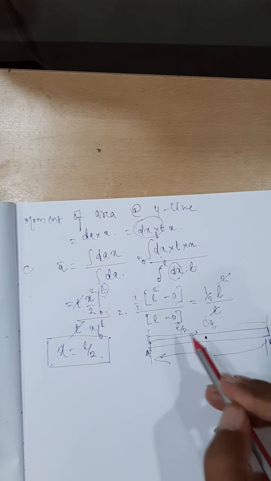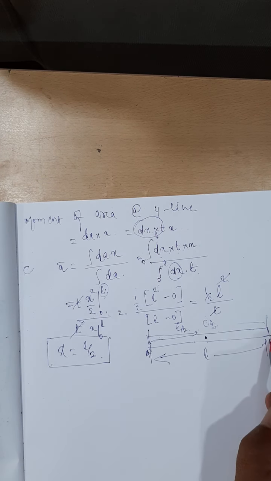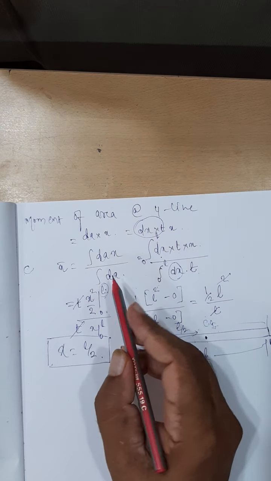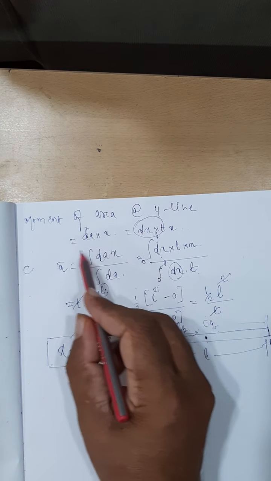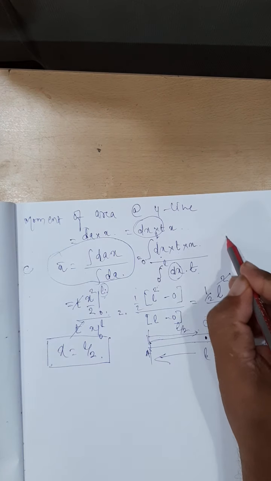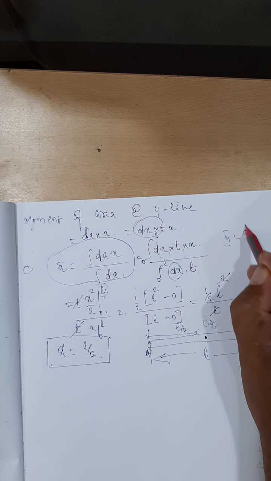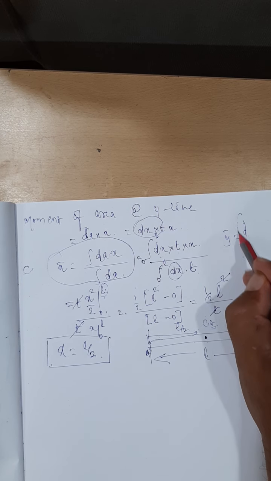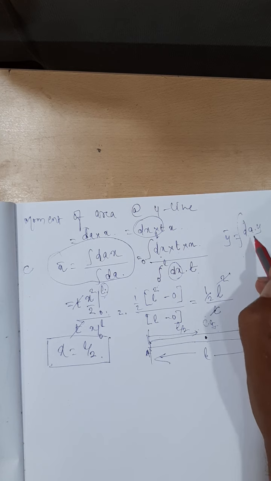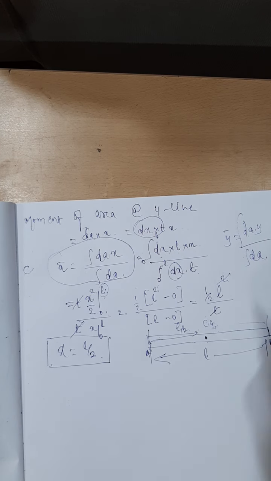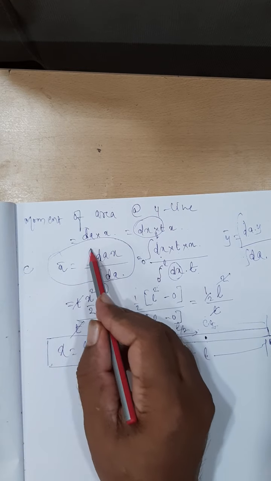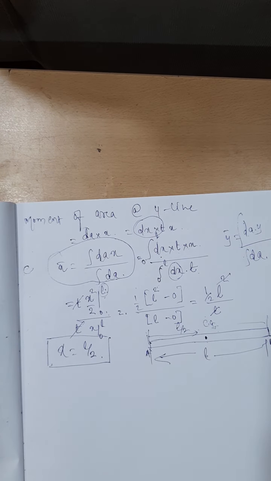This is the center of gravity of the line element from the first principle. First principle means we are considering a small elemental area and using this formula: y bar, the y coordinate of the center of gravity, is equal to the integral of dA into y divided by the integral of dA, and x bar is equal to the integral of dA into x divided by the integral of dA. This particular process we call integration by the first principle.